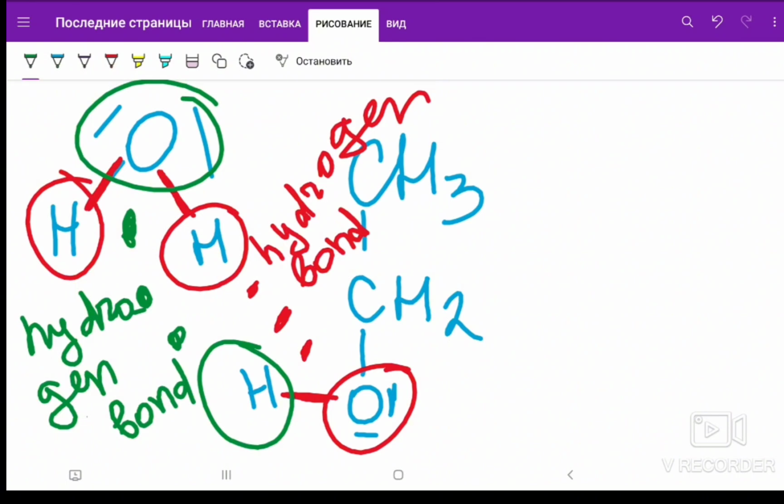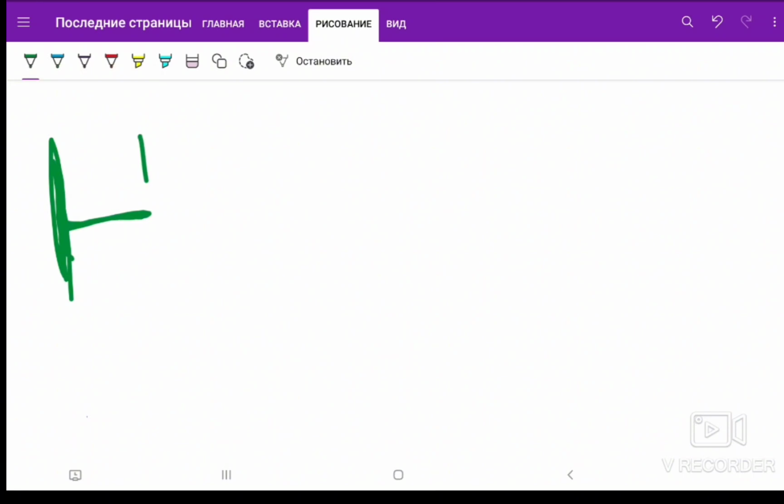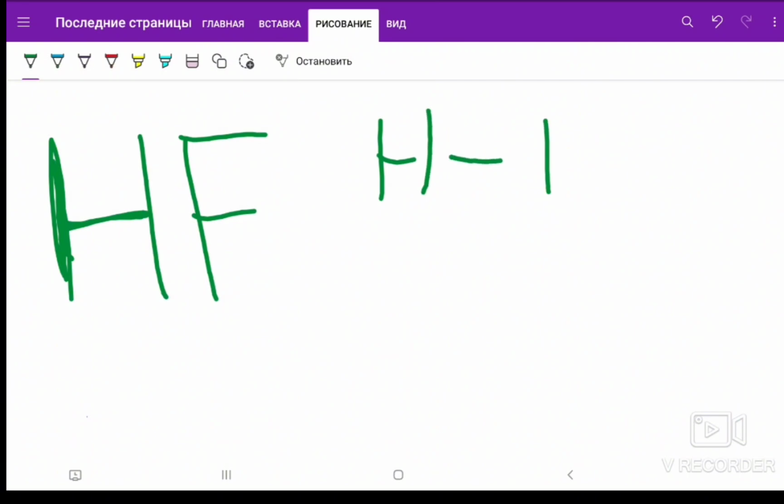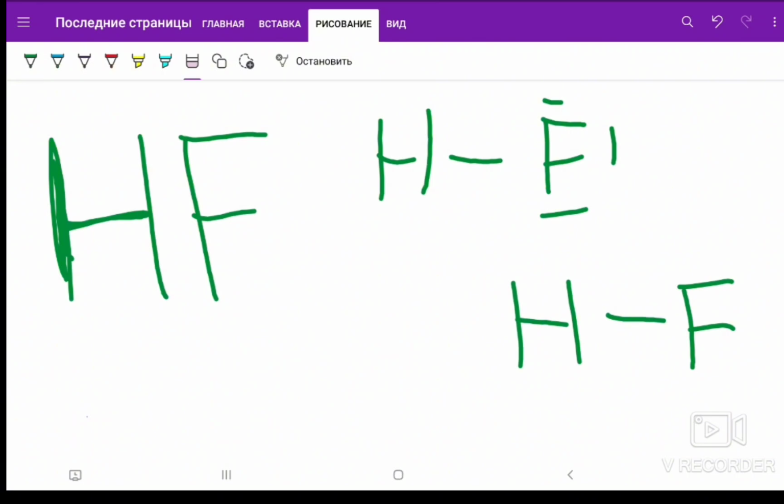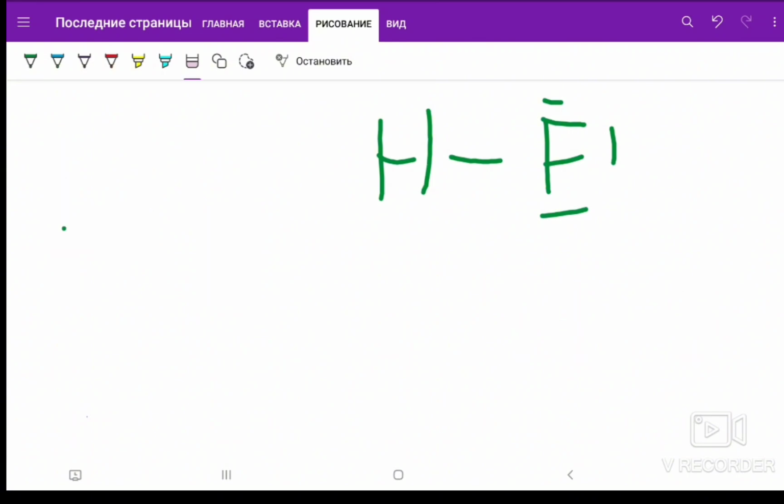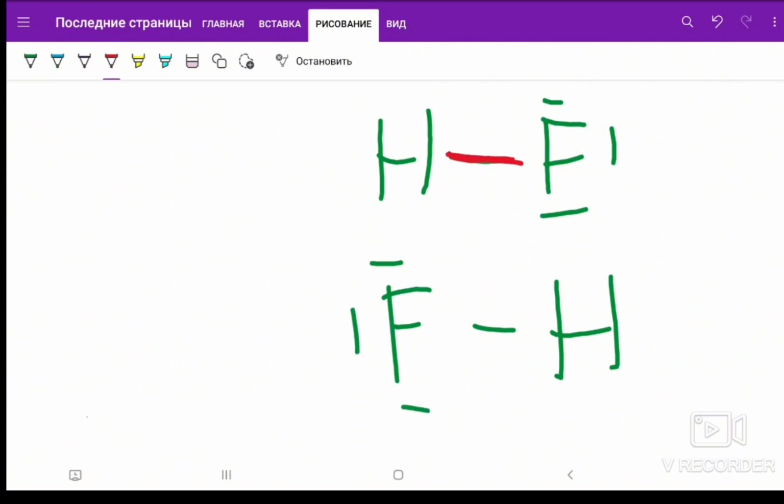But let's take another example. Yes, here we see that hydrogen is bonded to fluorine. So you would draw one more such a molecule. Let's do it in the opposite way. Hydrogen and fluorine. So here, inside of the molecule, we have a covalent polar bond. However, between this hydrogen and this fluorine, also this hydrogen and this fluorine, we will have a hydrogen bond.